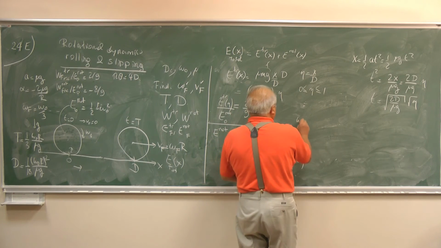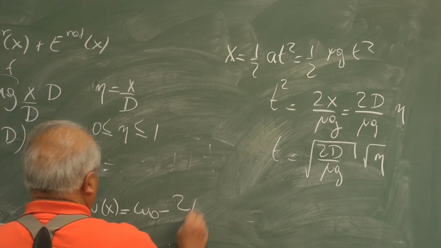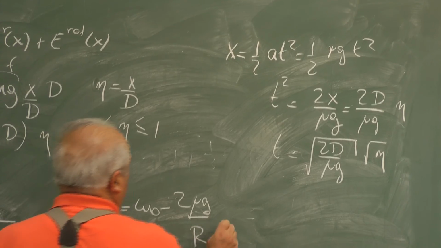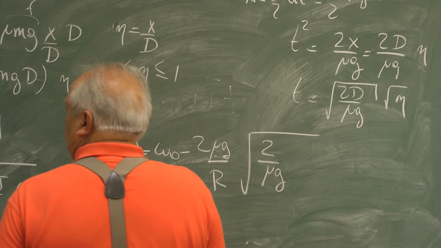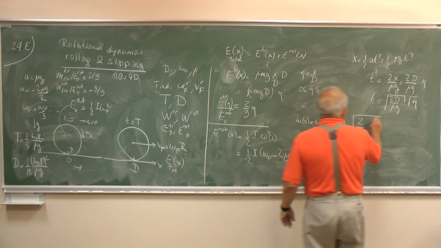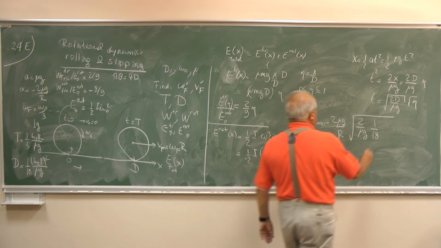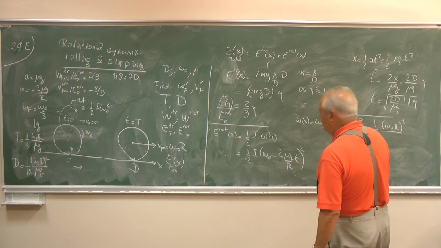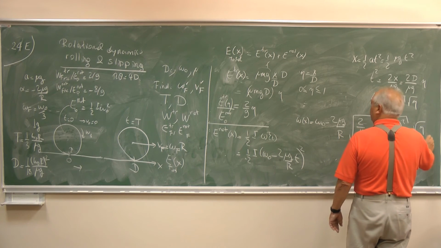So omega of x is equal to omega 0 minus 2 mu g over r times root 2 over mu g. Now d, we find here, is 1 over 18 omega 0 r square over mu g, times root eta.